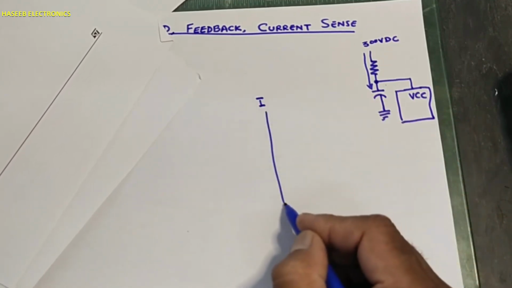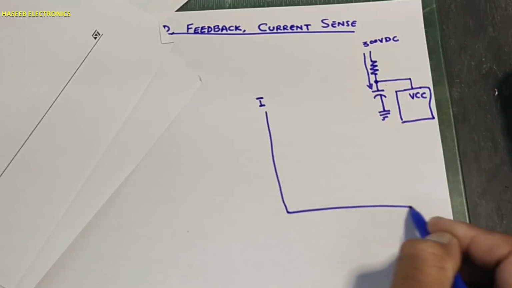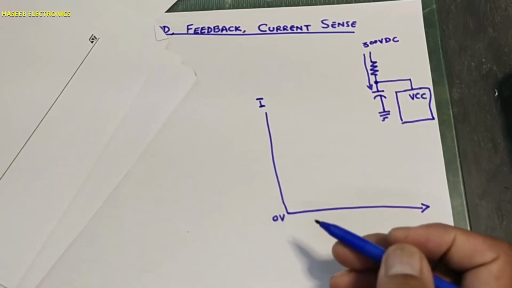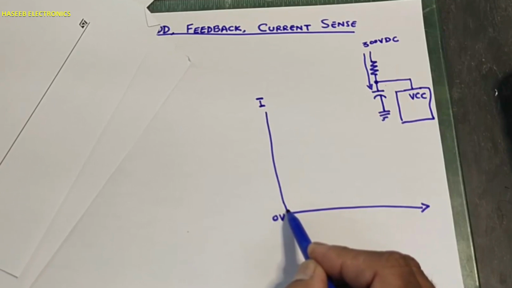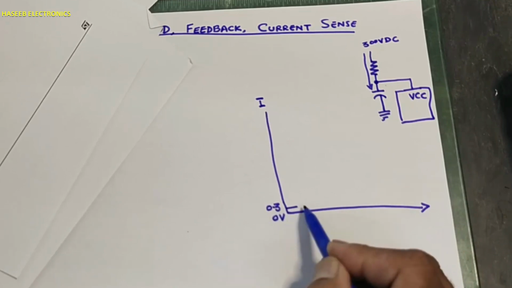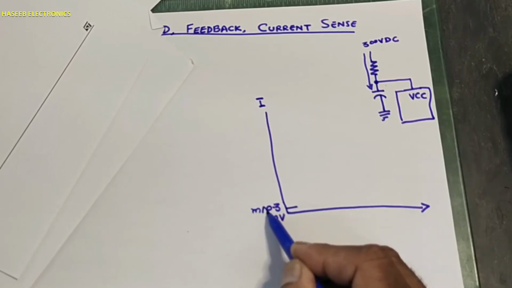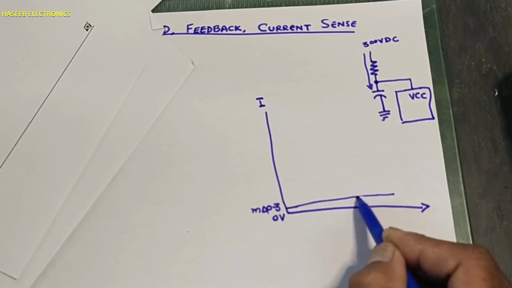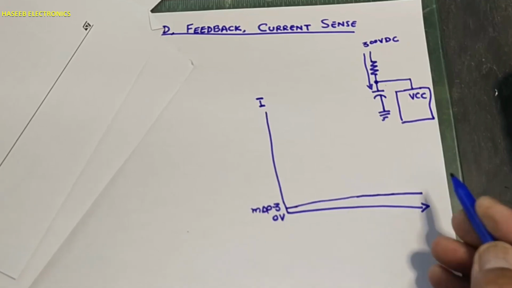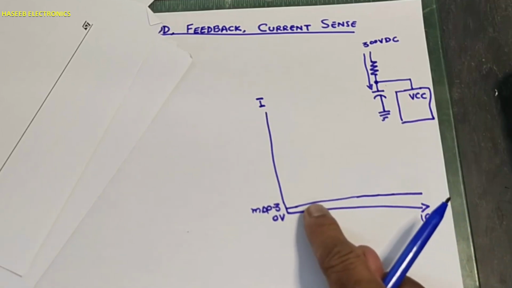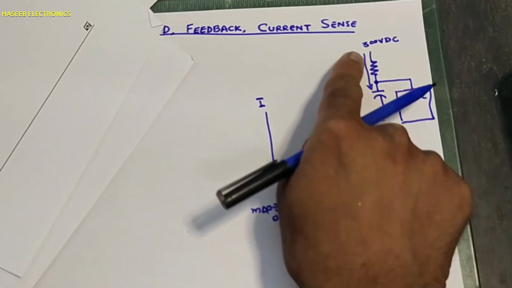This is current, these are voltage. When we connect to the line voltage at 0.3 milliampere, it will charge the capacitor, the VCC capacitor. When it reaches 16 volt, it will draw this current from this line.